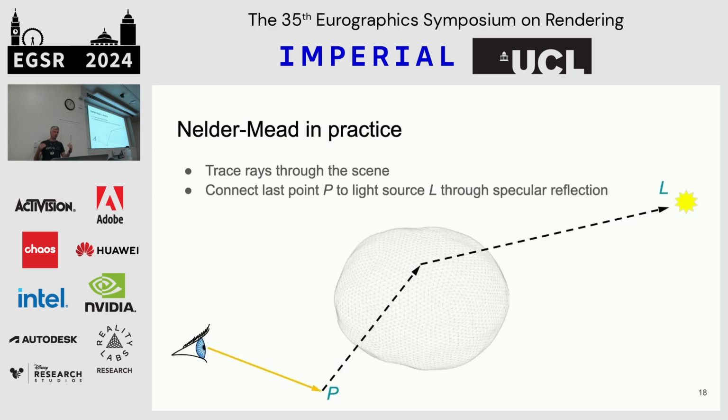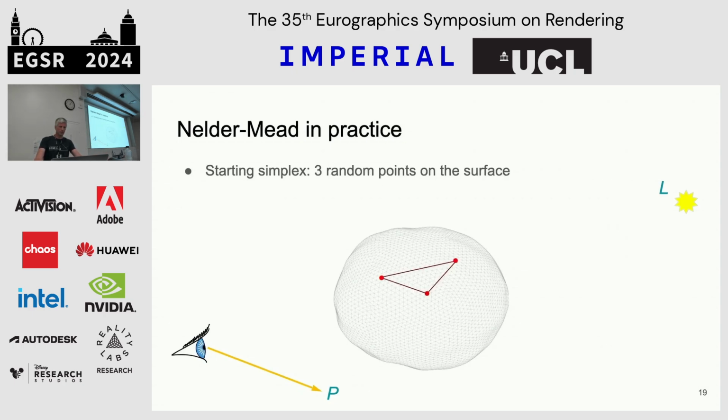And now, how do we do in practice? So as I said, this method integrates within the next event estimation system. So first, we trace a ray through the scene. We'll have this point P, which is the last point of the path, and we want to connect it to the light source through specular reflection. This is where specular manifold sampling would first choose a sample point on the surface and then do a Newton-Raphson descent to get to the actual path. Since we have a simplex method, we start by picking a simplex. So we pick 3 random points on the surface, and that gives us the starting simplex.